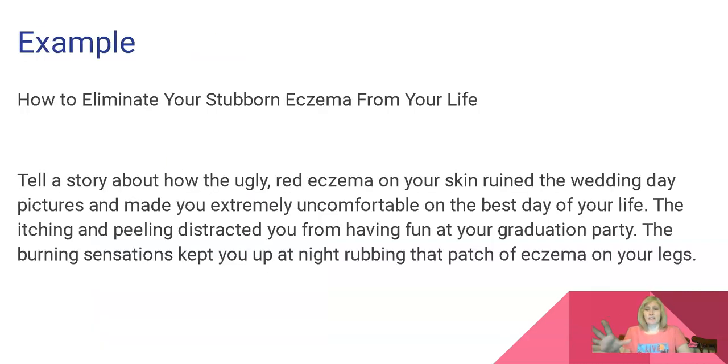All right, so I'm going to take an example. I sometimes write about health and wellness, and I have overcome eczema. So here's my example. Suppose I'm writing a blog post, how to eliminate your stubborn eczema from your life. And then you would tell a story about how the ugly red eczema on your skin ruined your wedding day pictures and made you extremely uncomfortable on the best day of your life. Or how the itching and peeling distracted you from having fun at that graduation party. The burning sensations kept you up at night, rubbing that patch of eczema on your legs.